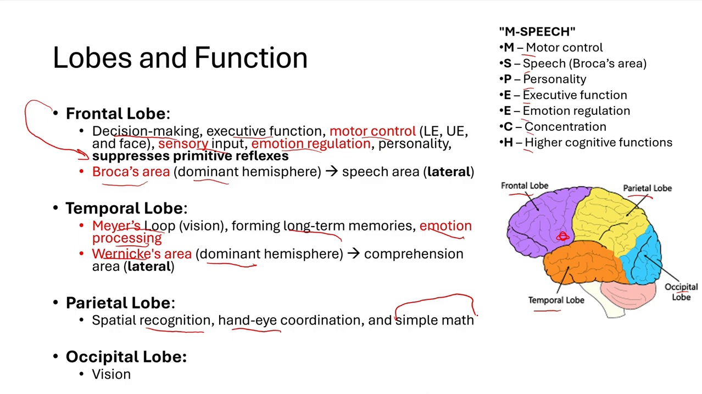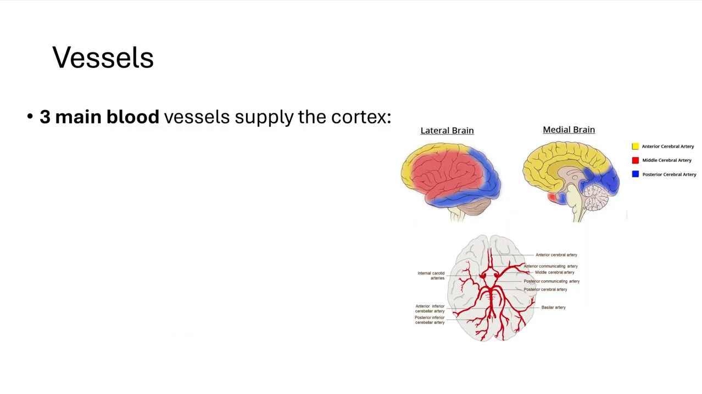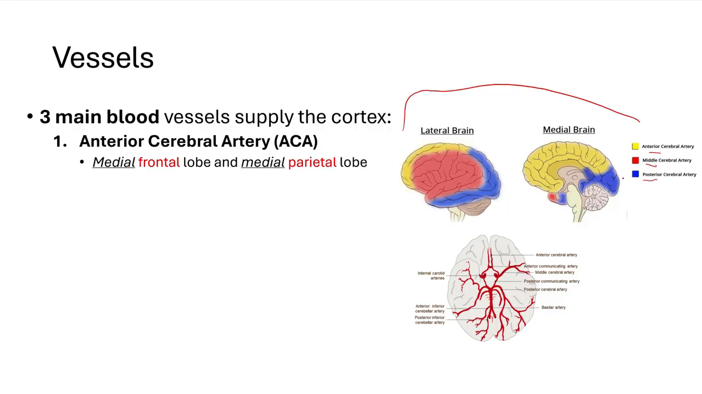So now let's discuss what blood vessels supply each of these lobes. We have three primary blood vessels that supply the cortex. Seen here on the diagram on the right, we have in yellow the anterior cerebral artery, in red the middle cerebral artery, and in blue the posterior cerebral artery. The anterior cerebral artery, also known as the ACA, supplies both the frontal and parietal lobe. More particularly, it supplies the medial aspects of these lobes.